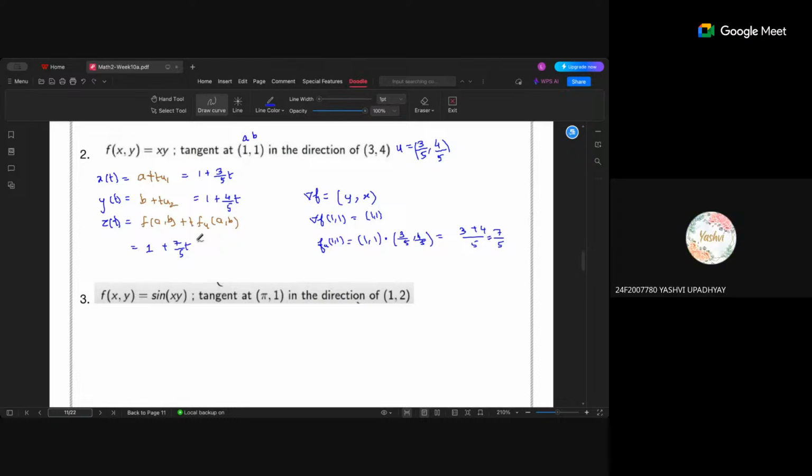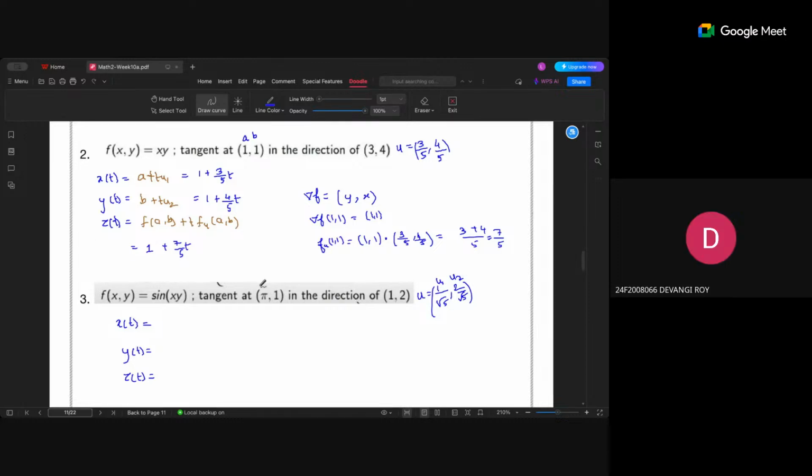Okay, so now do the same for the next problem as well. Find x of t, y of t, z of t. You have the formula here. Now what is your u? 1 by root 5 comma 2 by root 5. So this is your u1, this is your u2.